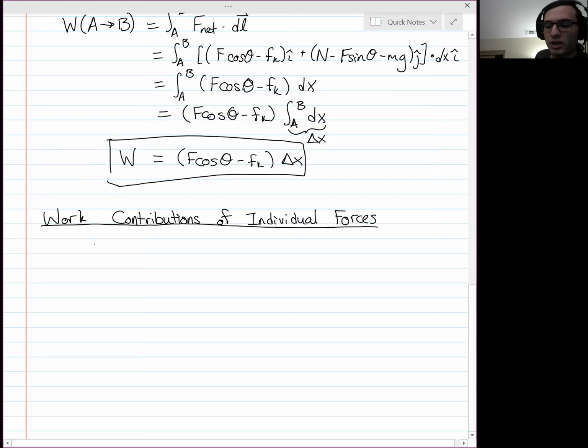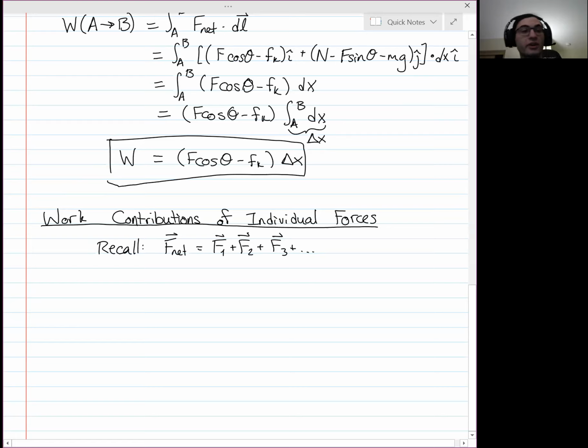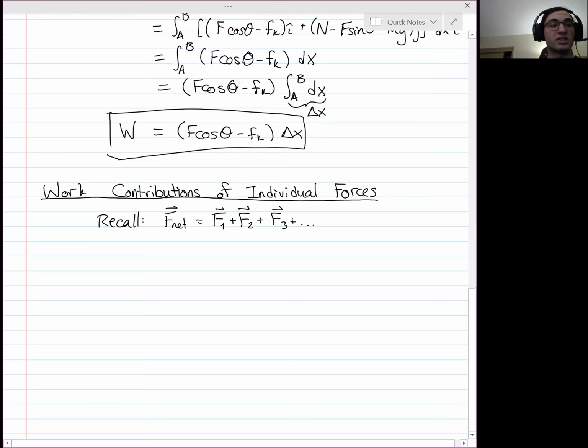For example, recall that F net is F1 plus F2 plus F3, and so on, right? F net is just the vector sum of all the different forces. And so if we still have to compute the net force, then it's kind of a waste of time to compute the work because you've already figured out what the net force is. However, this whole business of energy and work can be useful because of the following statement.